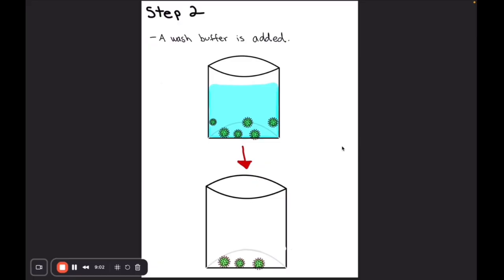In step 2, we add a wash buffer. After coating, we wash the wells to remove any unbound antigen. Washing is important for 2 reasons. First, to remove unbound materials, and second, to prevent nonspecific binding that could cause a false positive result.